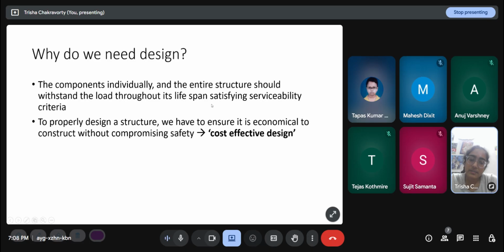To properly design a structure, we have to ensure it is economical to construct without compromising safety, which would lead to a cost-effective design. So, both of them are very important. Safety is apparently more important because for civil engineers, safety is actually human lives. For us, safety is a very serious thing. But economy also has to be considered. We cannot just discard the economical factor, and we cannot make a structure infinitely safe. Then it will become extremely expensive.